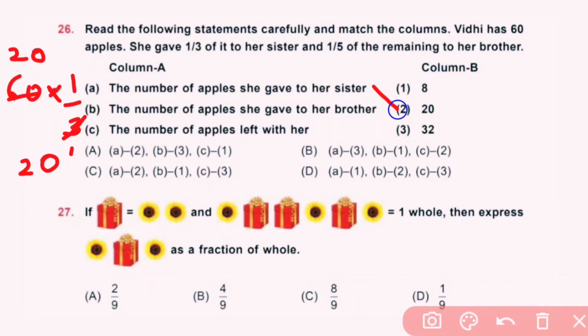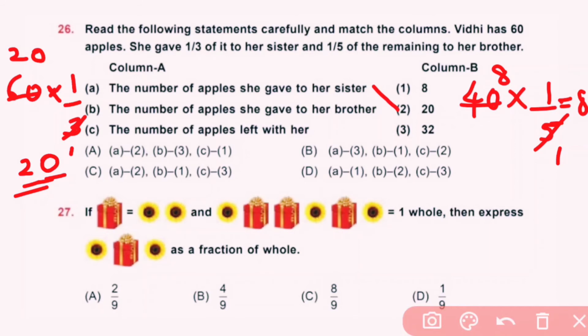Option B, the number of apples she gave to her brother. She gave 1/5 of remaining to her brother. Now out of 60 she gave to her sister 20 apple. So how much remaining? 60 minus 20 is 40. Remaining 40. And out of 40, 1/5 she gave to her brother. So into 1 by 5. Here 5 ones are 5, 5 eights are 40. So is equal to 8. She gave her brother 8 apples.